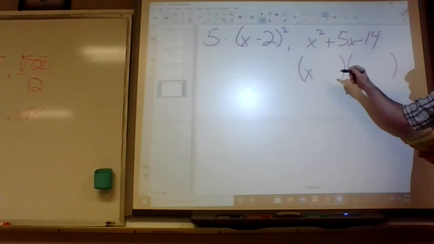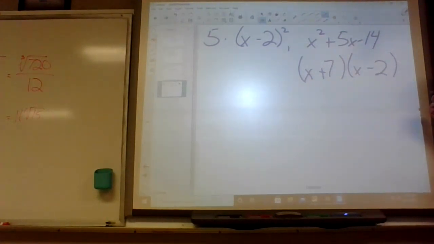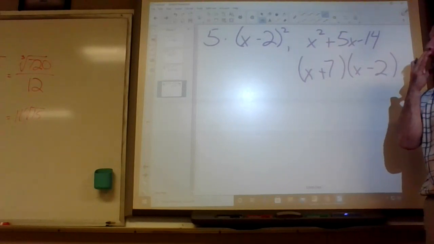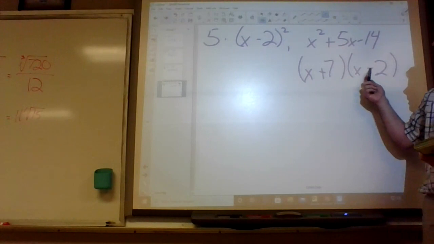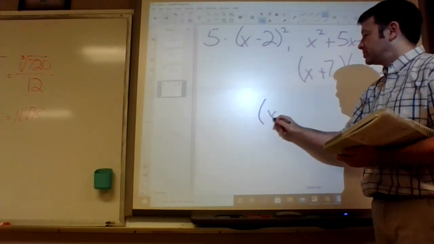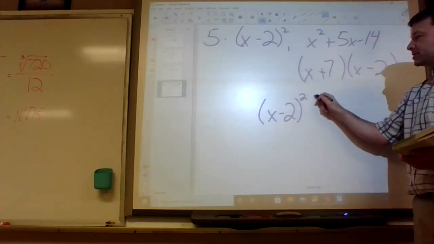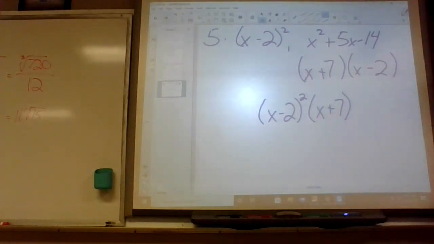Seven plus negative 2, plus 7 minus 2. Okay, now you remember on the letters on number 1, whoever had the most, that's what they use. They both have an x minus 2, but this one has 2 of them. So we're going to use 2 of them. And this one has an x plus 7, so we need to use one of those as well. That is the least common multiple.